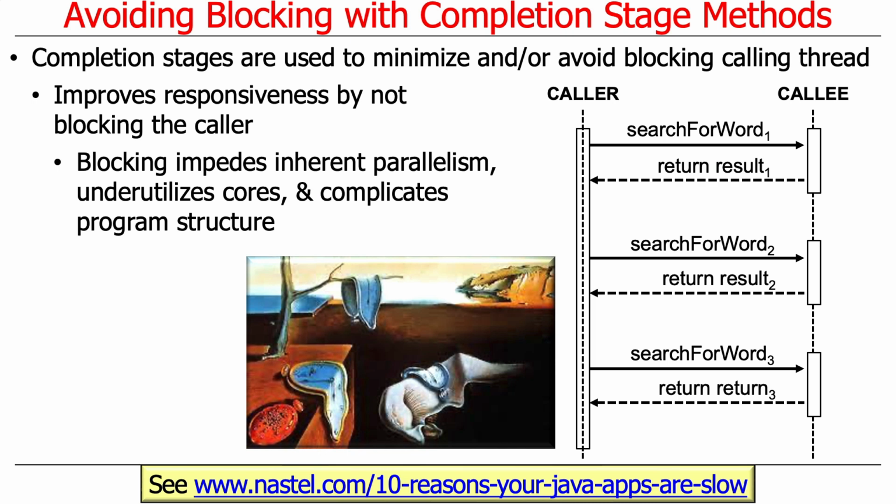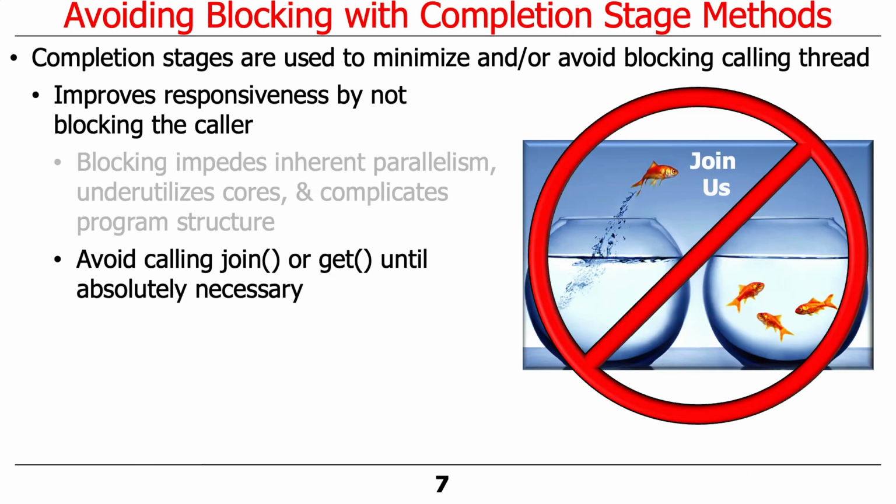Why is that? Blocking can impede the inherent parallelism that's available, especially on modern multi-core platforms, by underutilizing the processor cores. And arguably, it may also complicate program structure depending on other things that you might do. There's a nice little article that talks about why you can have problems with blocking code. So you don't want things to block.